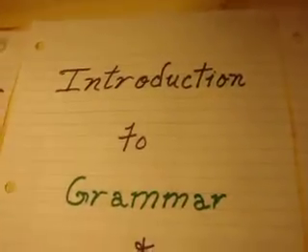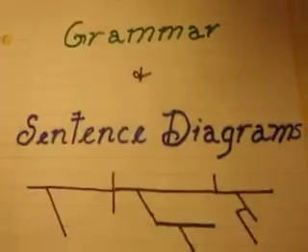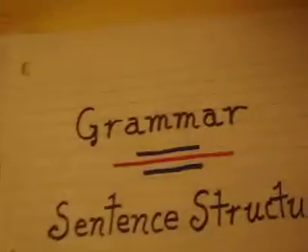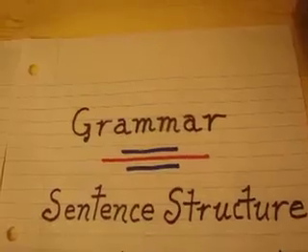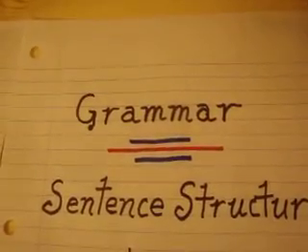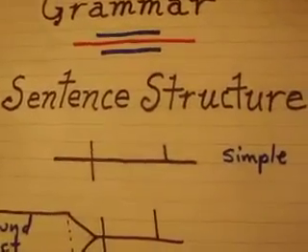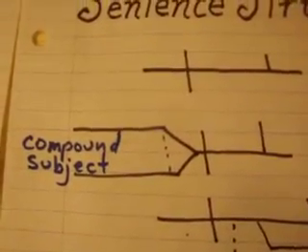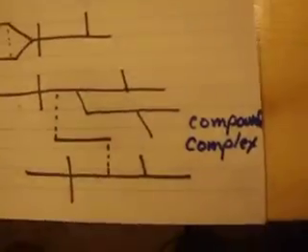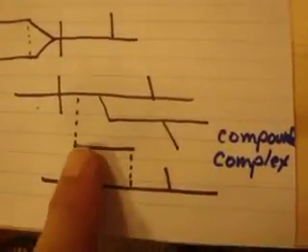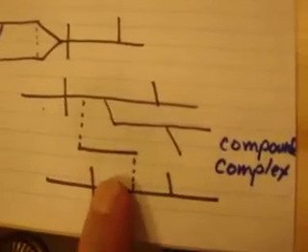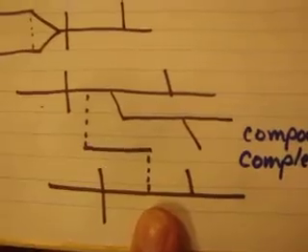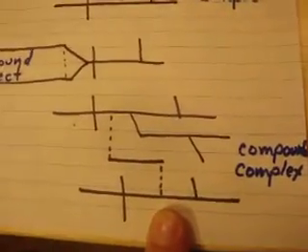This lesson is an introduction to grammar and sentence diagrams. When you hear the word grammar, I want you to think sentence structure. Sentences can be very simple. They can be compound or complex. And they can be cray-cray. And the more cray-cray your sentences get, you either sound super intelligent or super crazy. So, you decide.